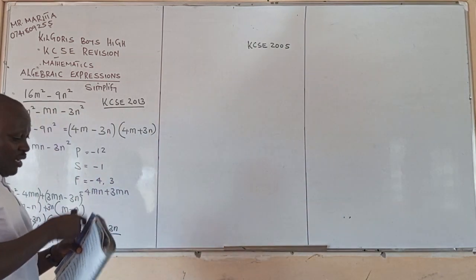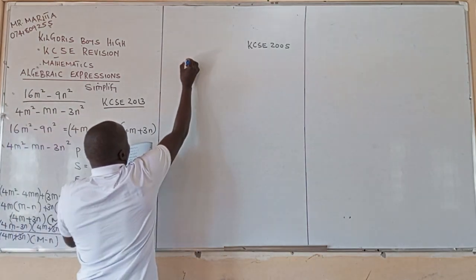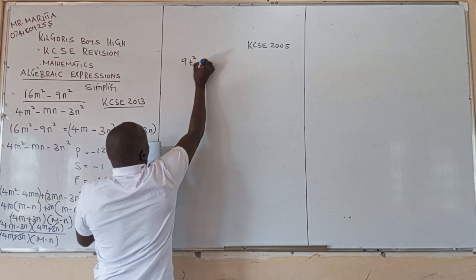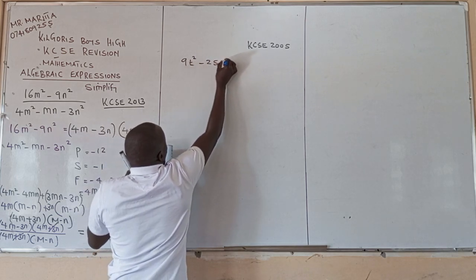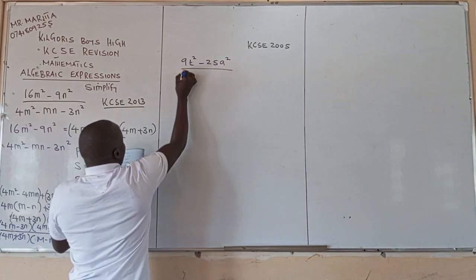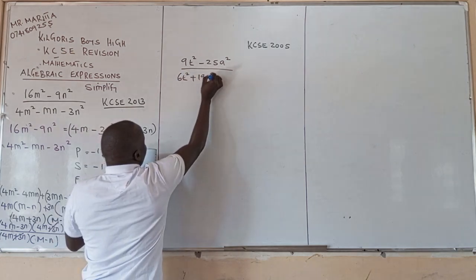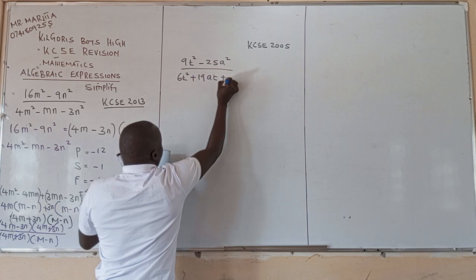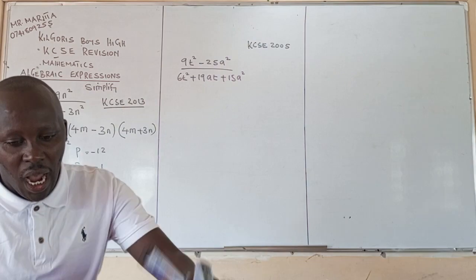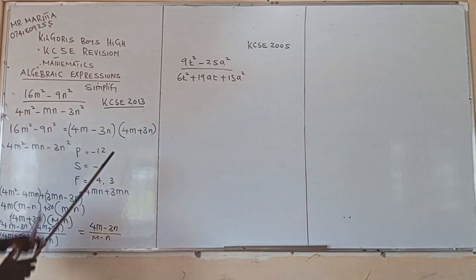We have given that, simplify the expression, and the expression is 9t squared minus 25a squared. Then this one you divide by 6t squared plus 19at plus 15a squared. How can you simplify this one here? You follow the same procedure, you follow the same method.